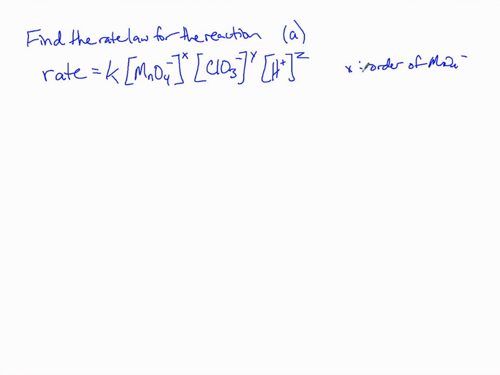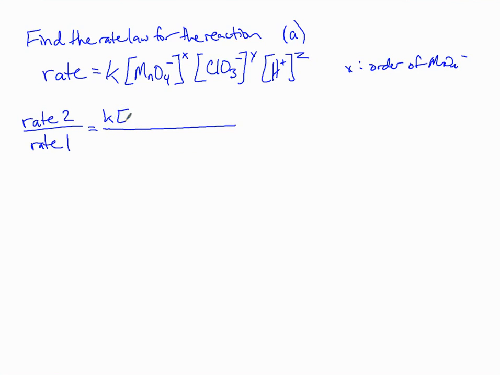And here's how we do it. If you're looking at trial 1, everything's 0.1 molar. If you're looking at trial 2, everything's the same except for MnO4. So we can find X. We're going to compare two different reactions at the same time: the rate and everything of 2, and the rate and everything of 1.